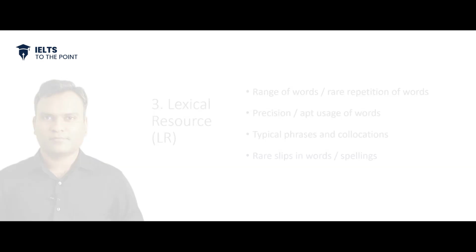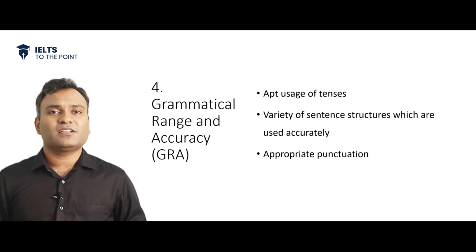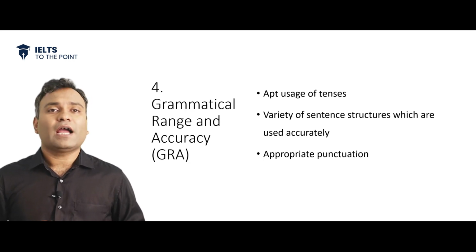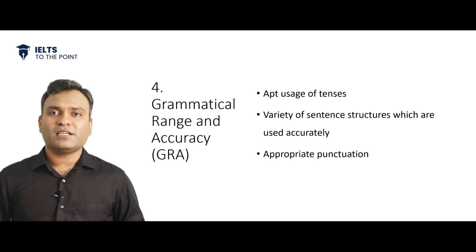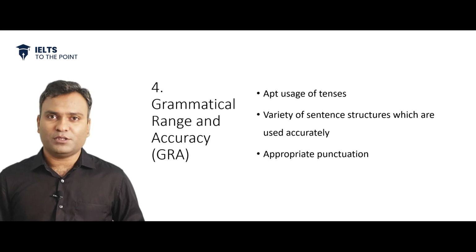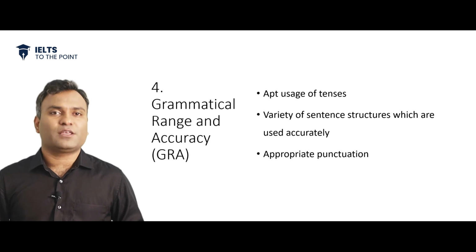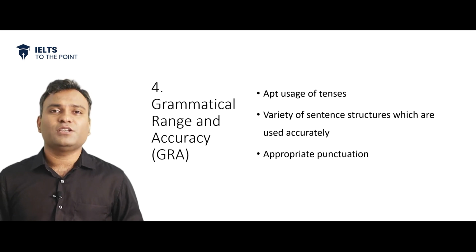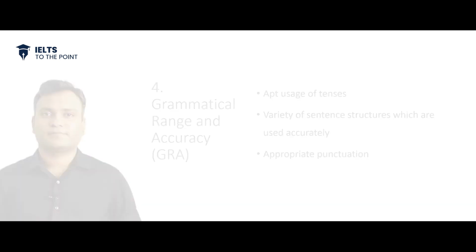The fourth evaluation criterion is grammatical range and accuracy. According to the norm, you should be able to use tenses appropriately. The IELTS examiner would be very happy to see a variety of sentence structures which are used accurately. Lastly, your writing must also have appropriate punctuations without any mistakes.